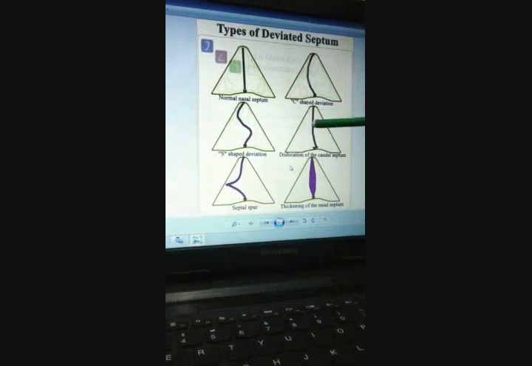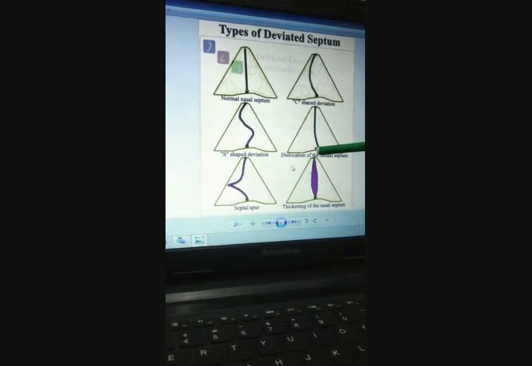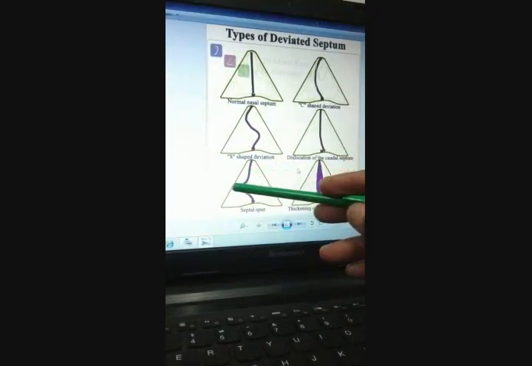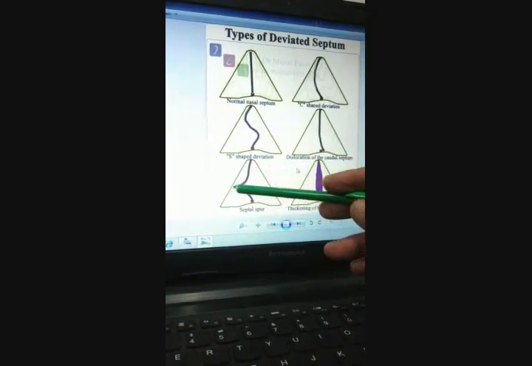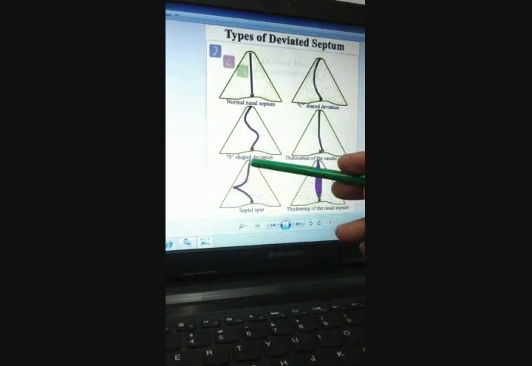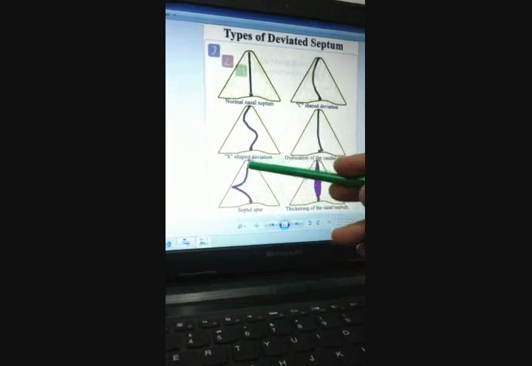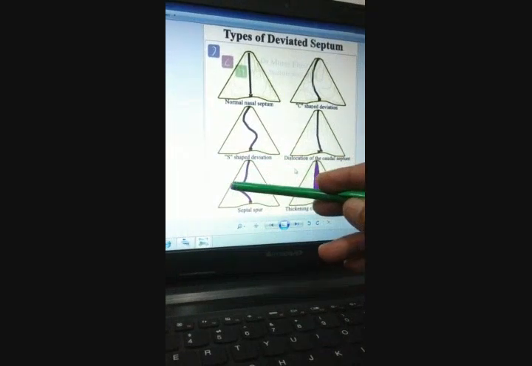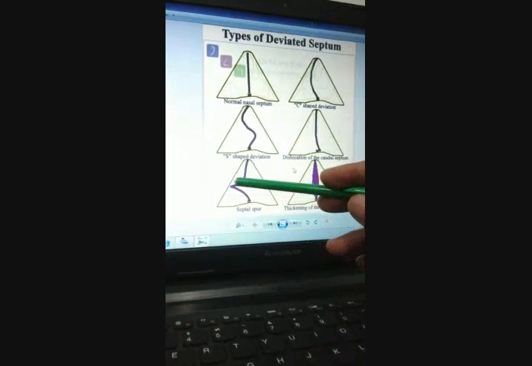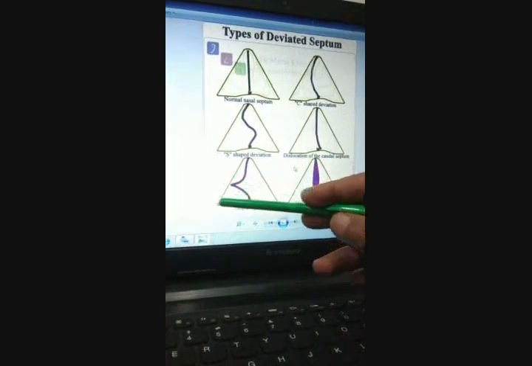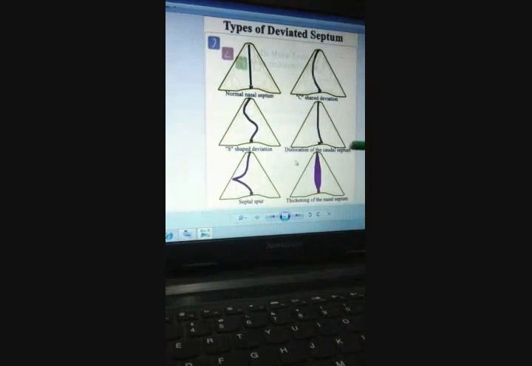Here is the dislocation of the caudal septum. This part is dislocated from the maxillary crest here. So this is dislocation. The cartilaginous part and bony part project. It is almost at the junction of the 1/3 and 2/3 of the septum. This presses on the inferior turbinates.